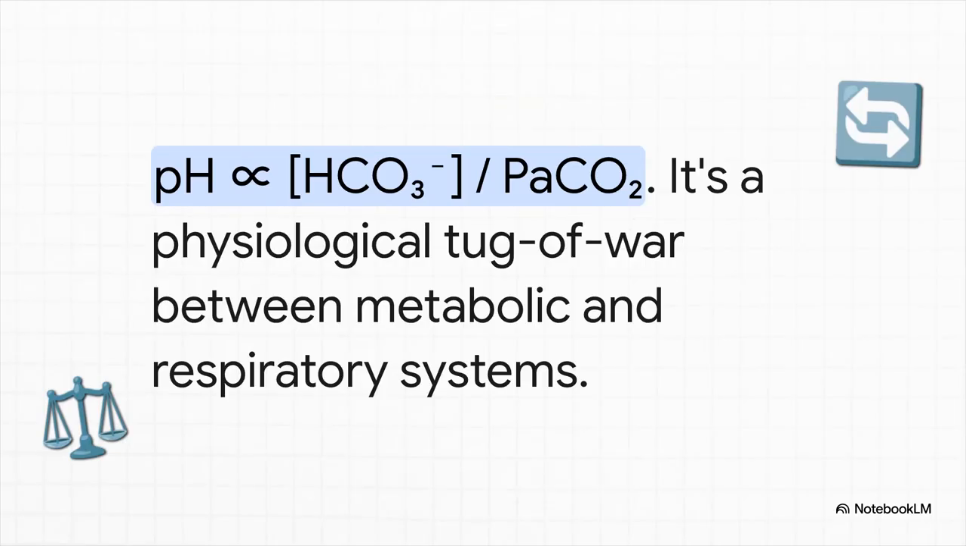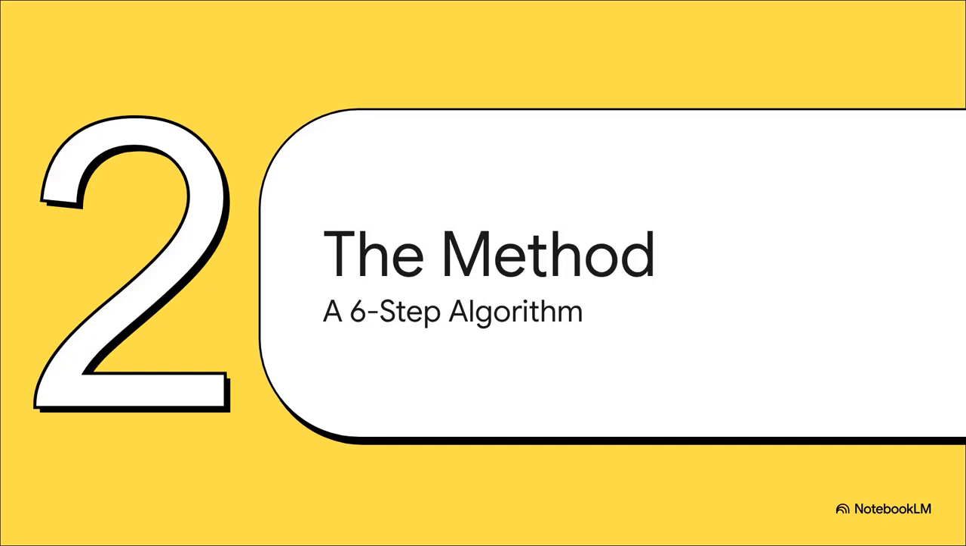And it all ties back to this one simple relationship, what I like to call the golden formula. It just shows that your body's pH is in this constant balancing act. It's like a physiological tug of war between your metabolic system, that's the bicarb, and your respiratory system, driven by carbon dioxide.